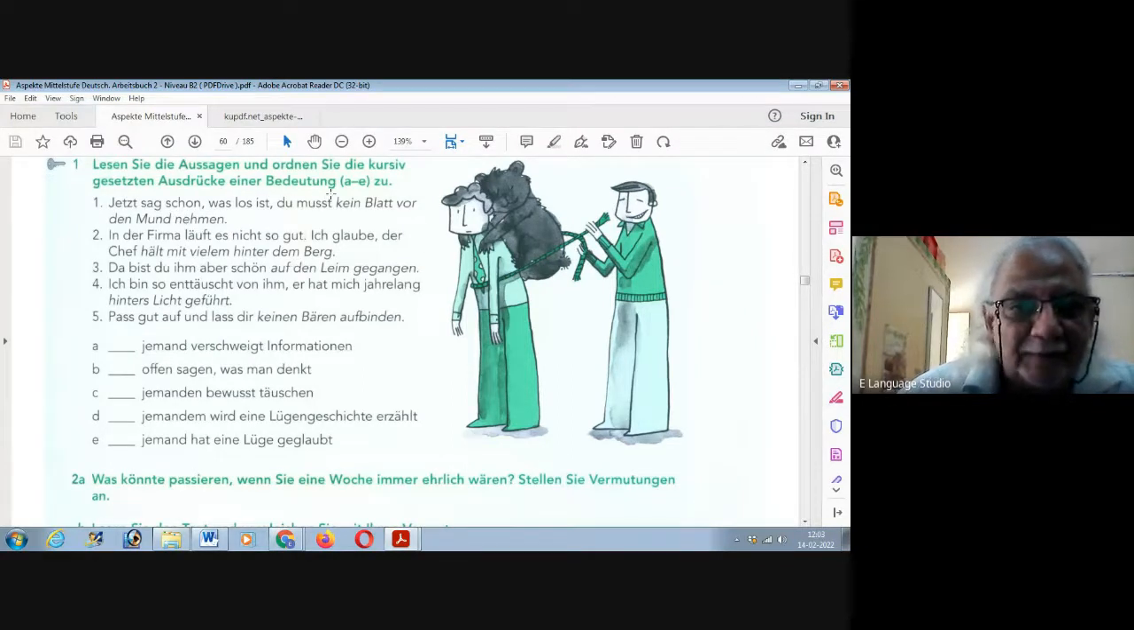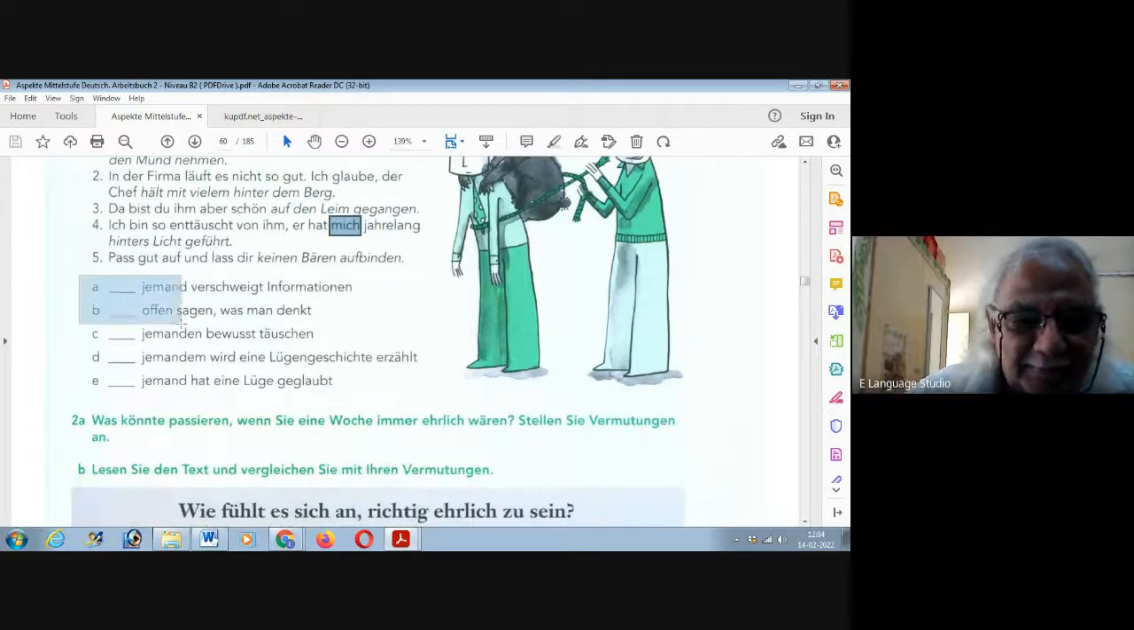For example, du musst kein Blatt vor den Mund nehmen. Oder der Chef hielt mit vielem hinter dem Berg. Mit vielem hinter dem Berg halten. Auf den Leim gehen. Jemanden hinters Licht führen. Jemandem einen Bären aufbinden. It has nothing to do with tying a bear on somebody's back. There is a meaning to this. The meanings are given here.